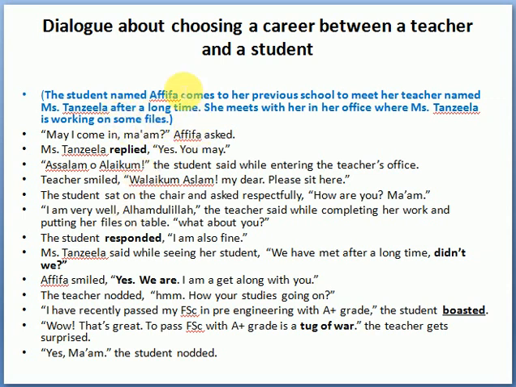This is the second dialogue, and this happens between a teacher and a student. It also starts with the description of the characters, and the place where the meeting occurs has been described. The noticeable thing in this dialogue is the use of dialogue tags. Instead of repeating the word said too often, a variety of dialogue tags are used, like replied, responded, boasted.